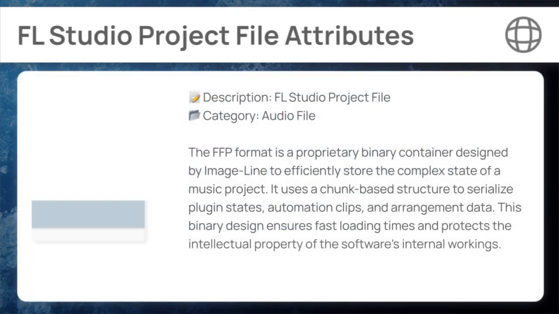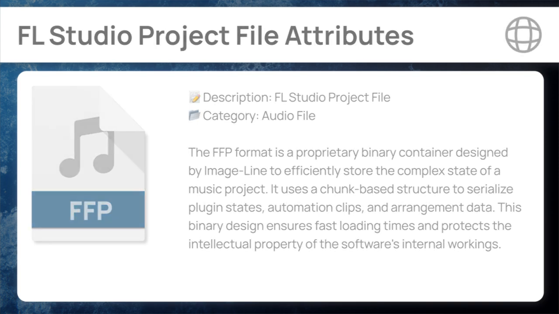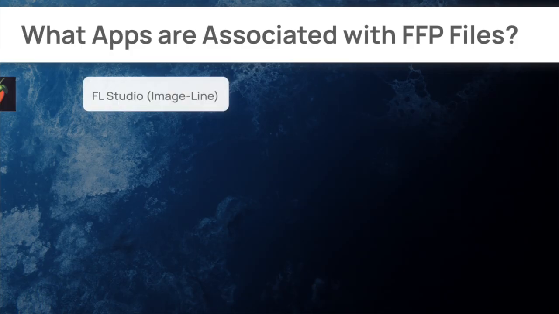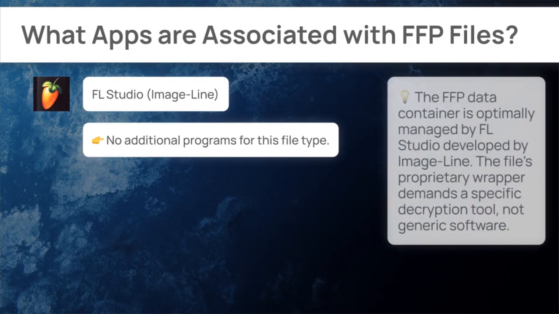The FFP format is a proprietary binary container designed by ImageLine to efficiently store the complex state of a music project. It uses a chunk-based structure to serialize plugin states, automation clips, and arrangement data. This binary design ensures fast loading times and protects the intellectual property of the software's internal workings. ImageLine defined FL Studio as the application primarily intended for FFP. The file's proprietary wrapper demands a specific decryption tool, not generic software.